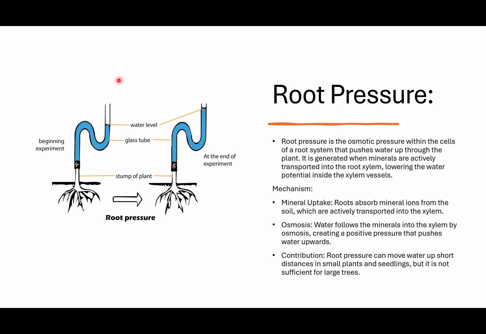So here we have root pressure. We're testing the water level within the glass tube specifically, and after a while the water potential gradient is set up in the roots, and we see that the water level rises as water is pushed into the vascular bundle.